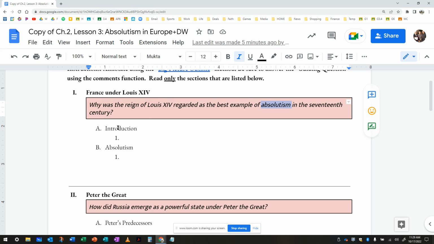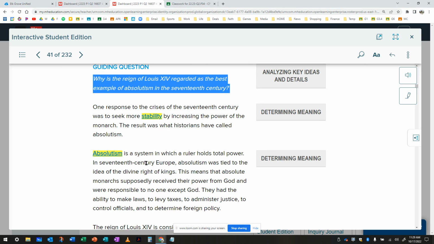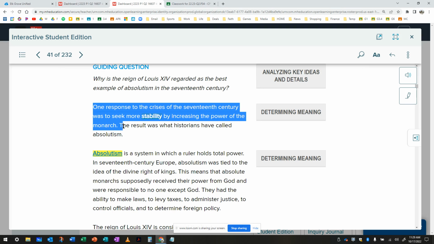So the first thing you're going to do, take a look at the introduction section. Now there's no text that says introduction, but this is usually right underneath the major heading. So this is going to introduce what this section is about. Read this particular paragraph. Pause the video if you need to.